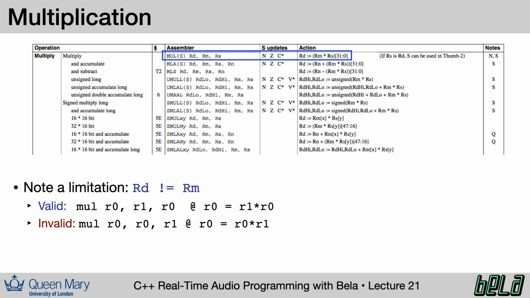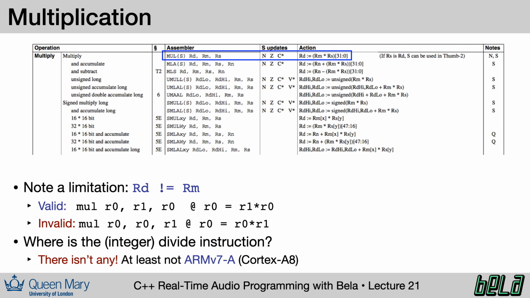Now, if you look carefully at the instruction table for the Cortex-A8 processor, you might wonder where the integer divide instruction is. In fact, there isn't one. This would need to be emulated with a variety of arithmetic and logical operations, which could potentially be quite slow. However, some other ARM cores do have integer division, so these are the kinds of things that you need to look up when writing assembly language.